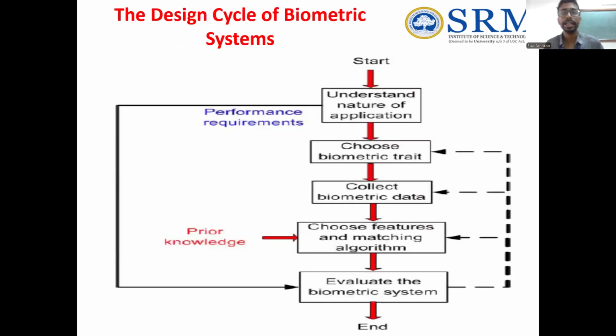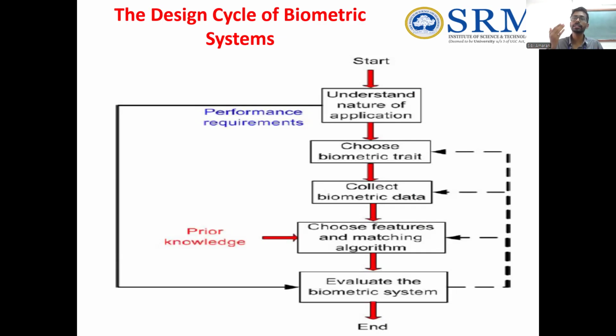Next we can move into the design cycle of the biometric system. First, we have to understand this flowchart very carefully. First, we start by understanding the nature of the application. Which application are we going to use? Depending upon that, there are various traits available, and we have to come to the conclusion about which trait to use, whether a finger, a face, or a keystroke. Depending upon the accuracy, we come to the conclusion.